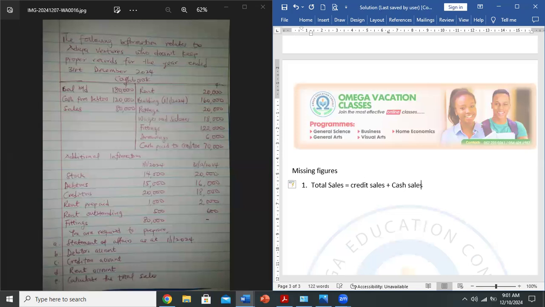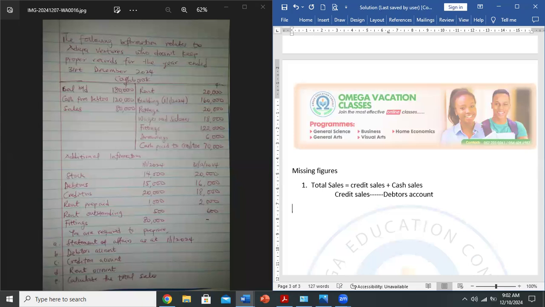Now we have realized that for you to be able to get your total sales, you need the credit sales. How do you get the credit sales? You prepare the debtors account.